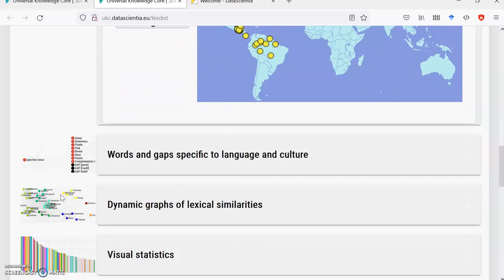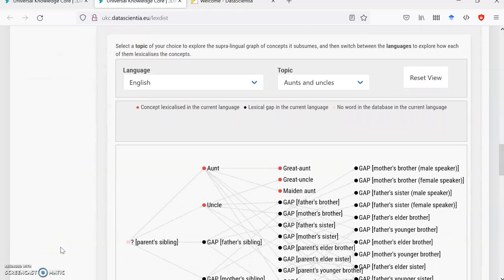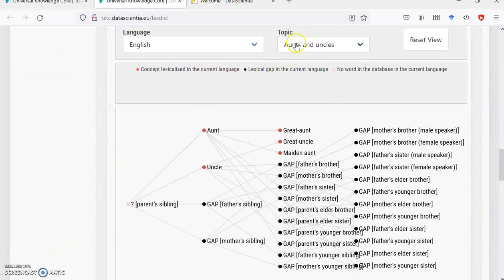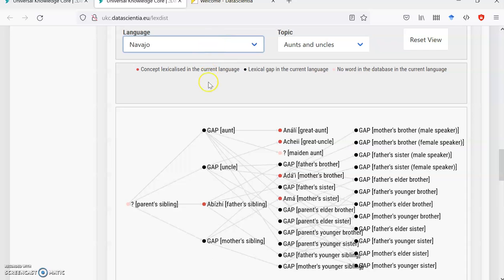There's a Graph Explorer tool that can display lexically very diverse domains, such as colors or family relationships, and compare how languages lexicalize it, showing both words and lexical gaps. Here you are seeing the concept graph on aunt and uncle relations as lexicalized in English. Beyond the words aunt and uncle, more specific concepts such as father's sister are lexical gaps in English. The case of Navajo, as we have seen earlier, is very different. Here, aunt and uncle are gaps, while other concepts are lexicalized.